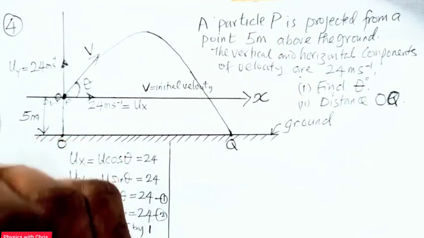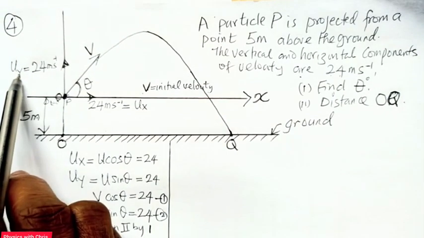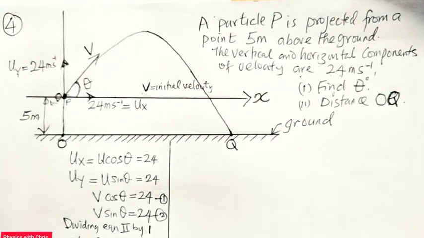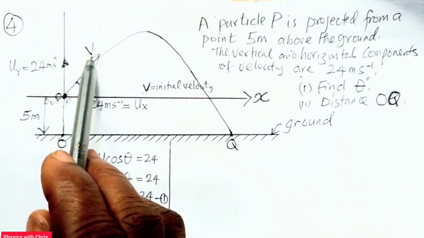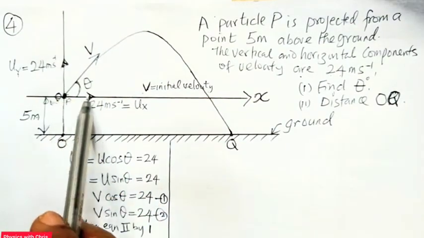How did I define uy and ux in the previous videos? I say ux is the horizontal component of the particle's initial velocity. The uy is the vertical component of the particle's initial velocity. That is, when we resolve the v, we have this component acting vertically and this acting horizontally.